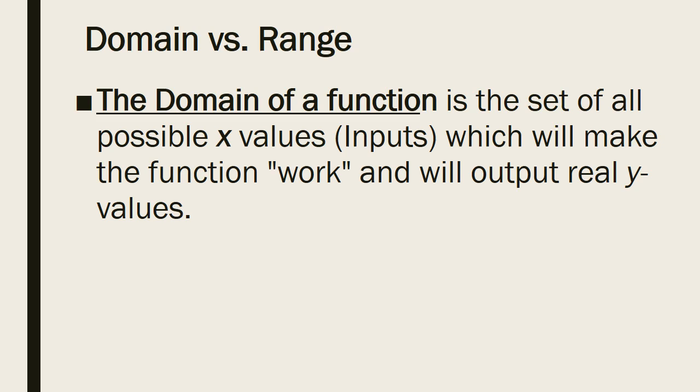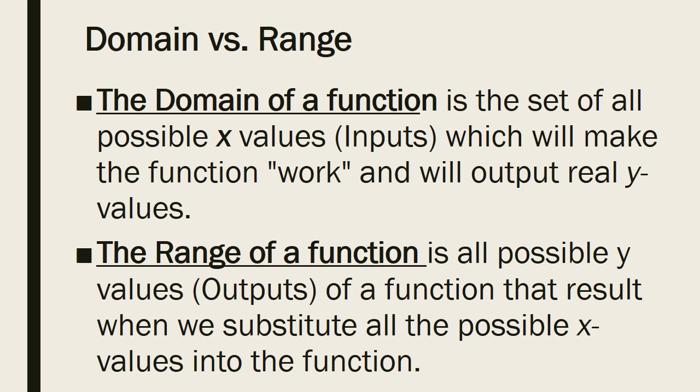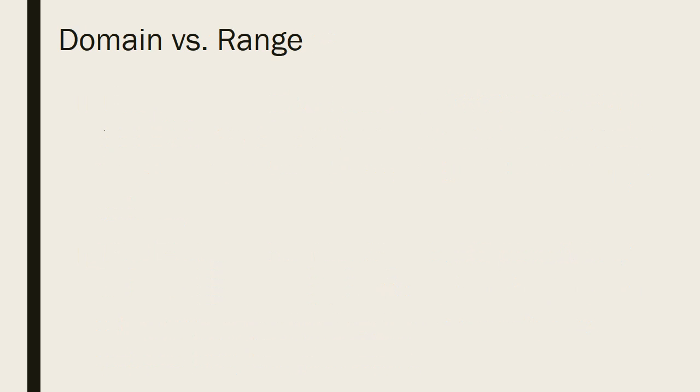The domain of a function is the set of all possible x values that we named inputs before, which will make the function work and will output real y values. The range of a function is all possible y values, outputs of a function that result when we substitute all the possible x values into the function. So let's find out what that means.